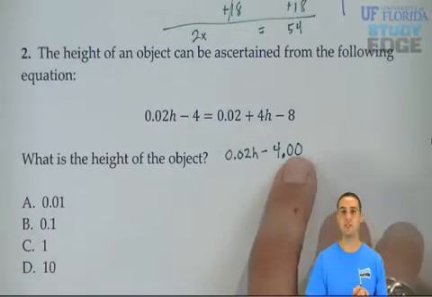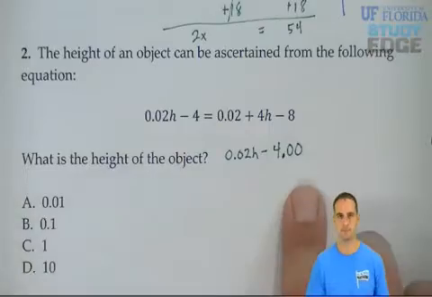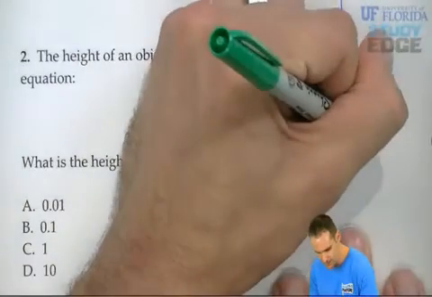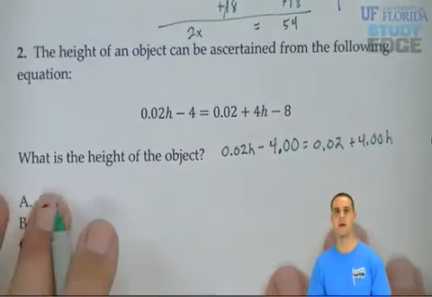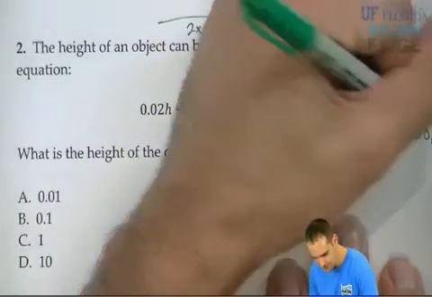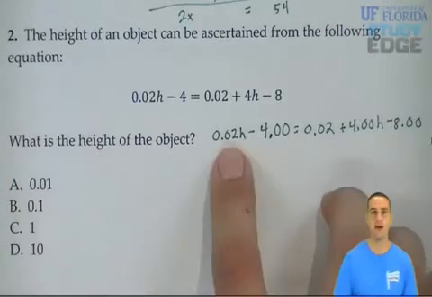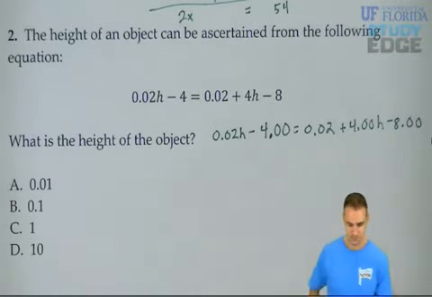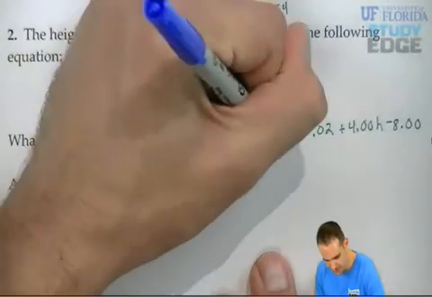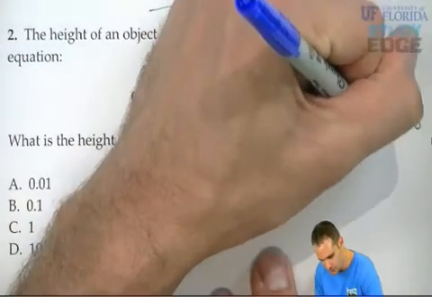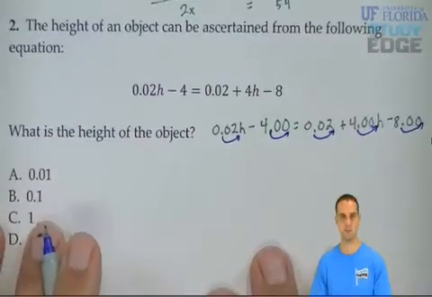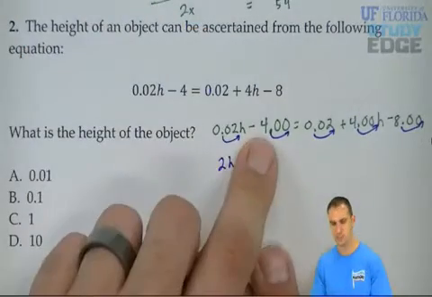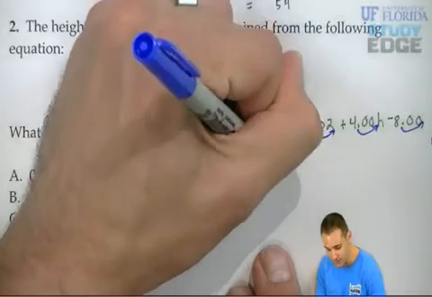Remember, you can write as many zeros as you need to the right to match it up. Equals 0.02 plus 4.00h minus 8.00. So now we have two numbers to the right of the decimal place for all of them. We're going to move 2 to the right for each of them. 0.02h is just 2h minus 4.00, that's 400.